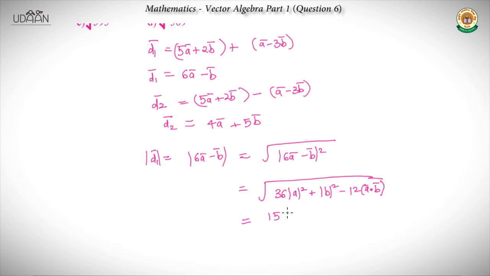Substituting the value of mod a and mod b, and similarly, we can find mod d2, which comes out to be root 593. As root 593 is greater than 15, d2 will be the longer diagonal, and the length of the longer diagonal will be root 593. So it will turn out to be option C.